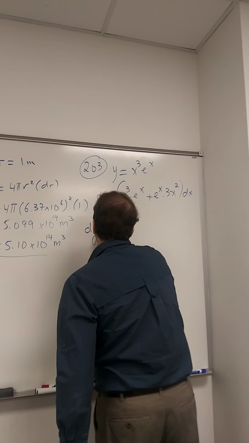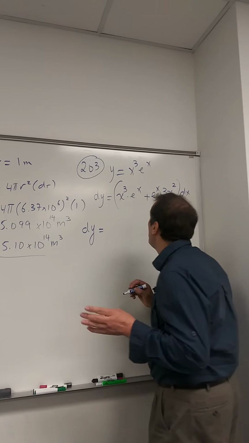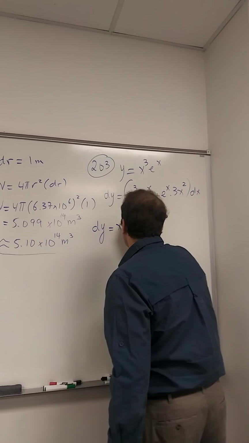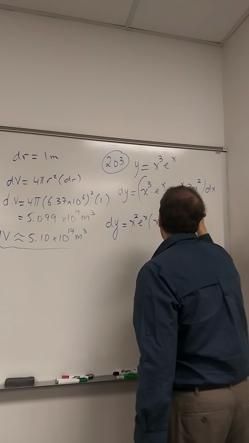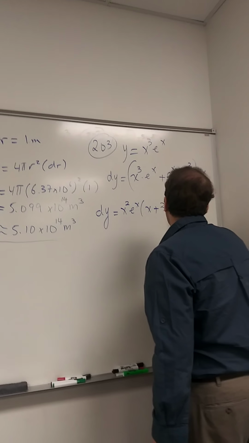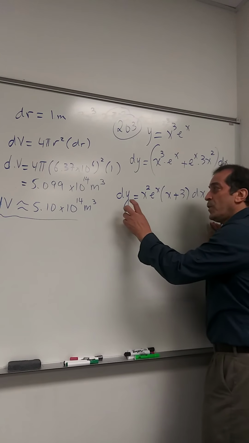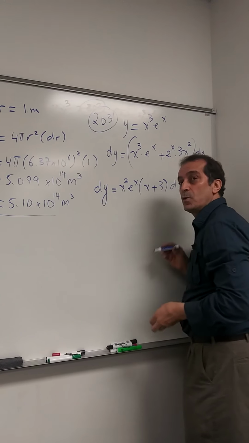There's not really much simplification, but I can take out x squared e to the x. That's it. That leaves me with x plus 3, times dx. So this is the differential dy for this particular function.